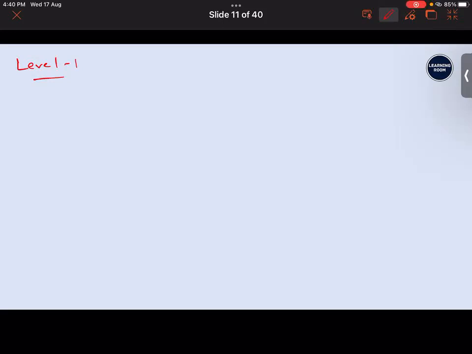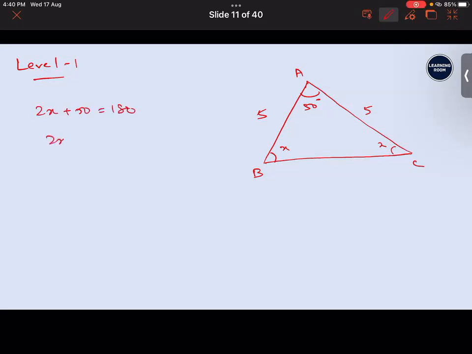In a triangle ABC, AB is equal to 5 centimeter. AC is equal to 5 centimeter. Angle A is 50 degree. Angle B. Simplest problem. X and X. It's an isosceles triangle. So 2x plus 50 is equal to 180. So 2x will be equal to 130. X will be equal to. Why are you proving one triangle, the side angle side? You're not proving the congruence, you're finding the angle. Angle is 65 degrees.